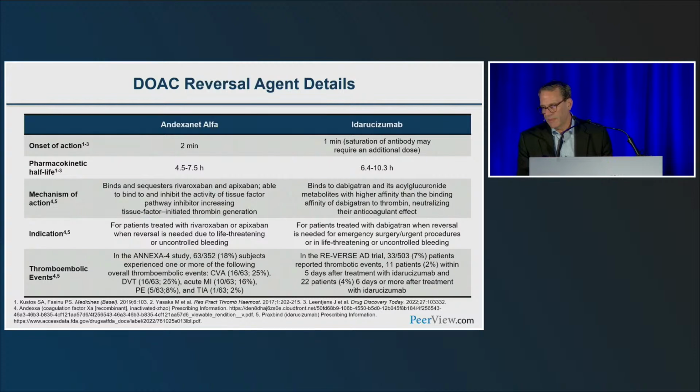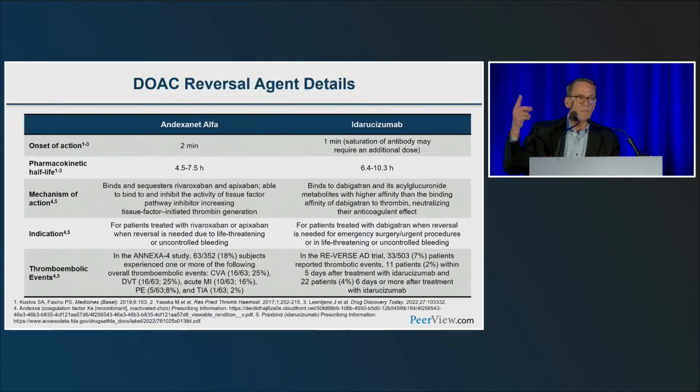So andexanet alfa, which is the factor approach to reversal for 10As. It's a recombinant modified factor 10A molecule. Factor 10 is a serine protease. Remember those from med school? So you replace the serine with alanine, and you cut off the other end of the molecule, which is the GLA domain, where it complexes with factor 5.